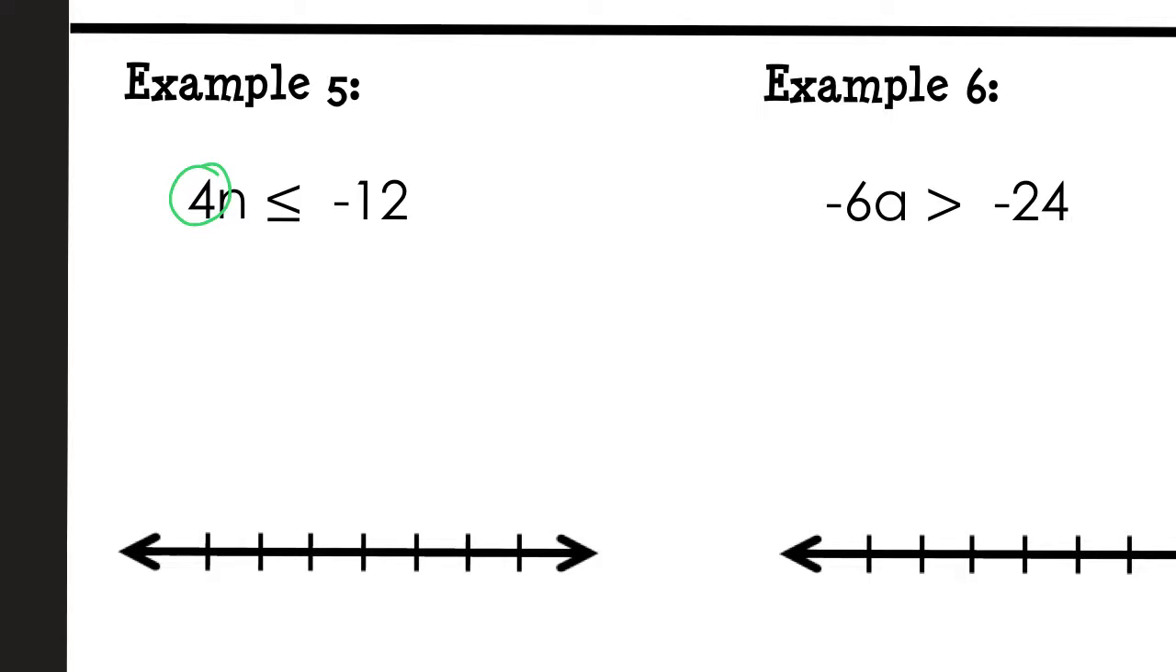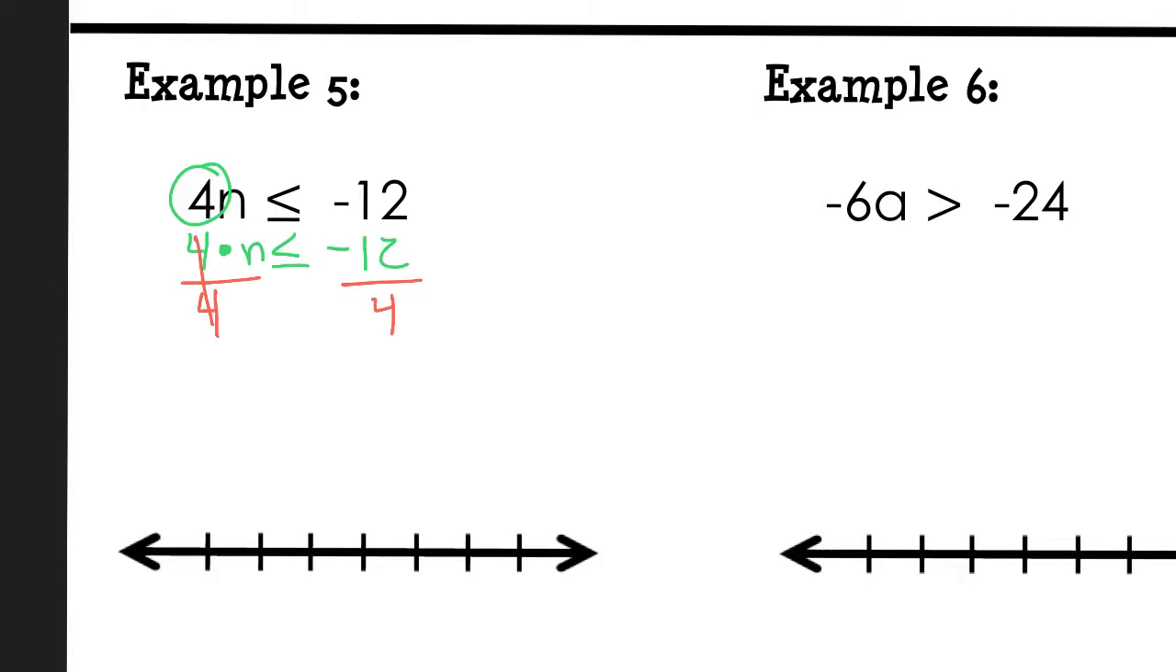I'm just going to remind you, if you want to write this out, 4 times n is less than or equal to negative 12. You're welcome to write that so that it helps you remember what you're looking at. And then you can do the inverse operation. Well, the inverse operation of multiplication is division, right? Because 4 divided by 4 just becomes 1, which leaves you with n. They just cross each other out, they eliminate.